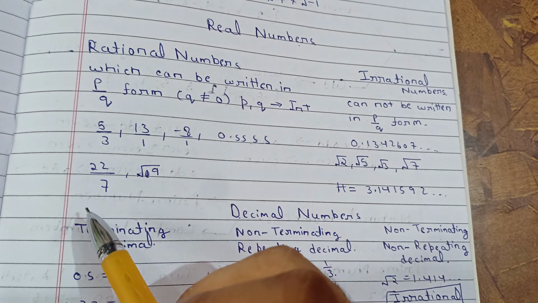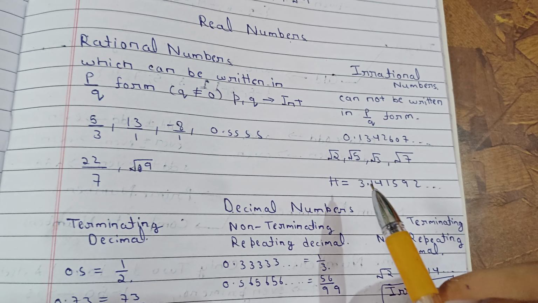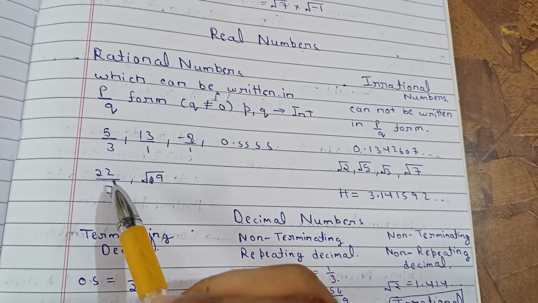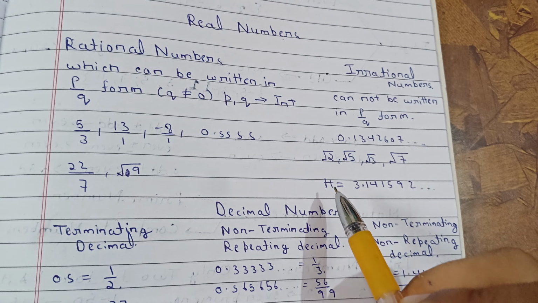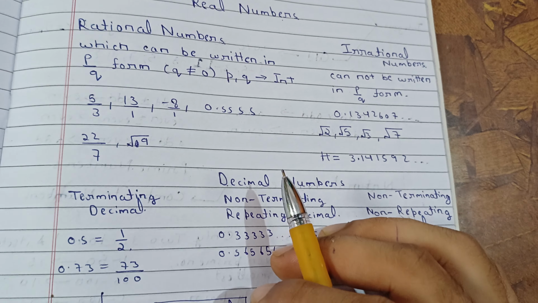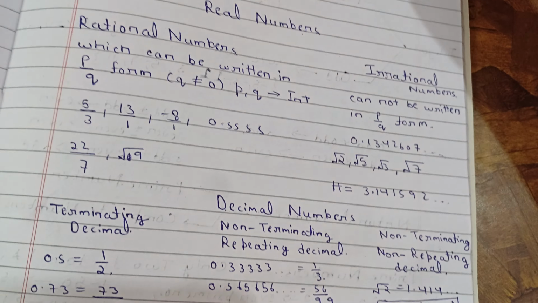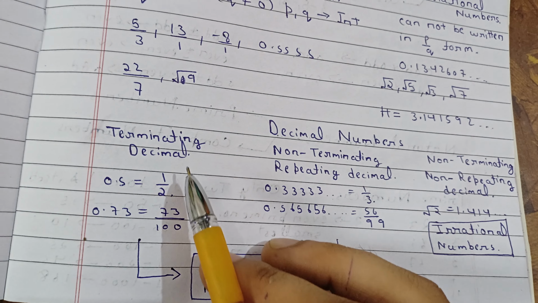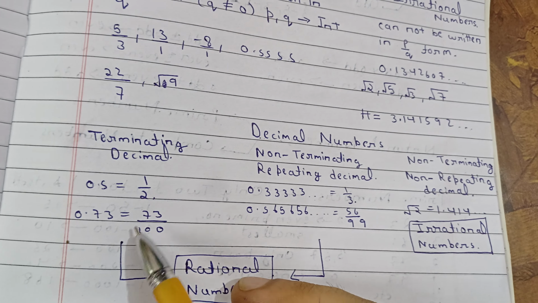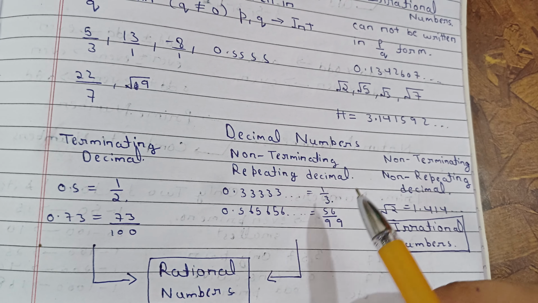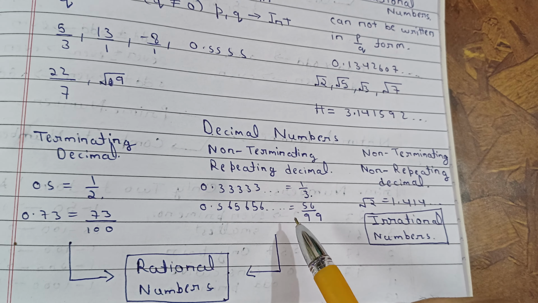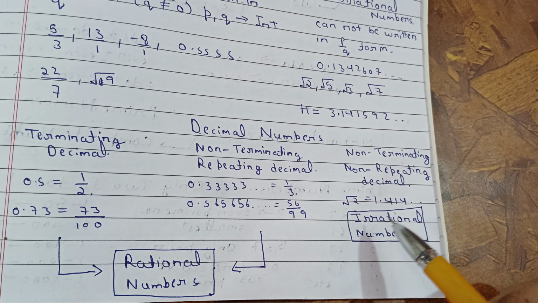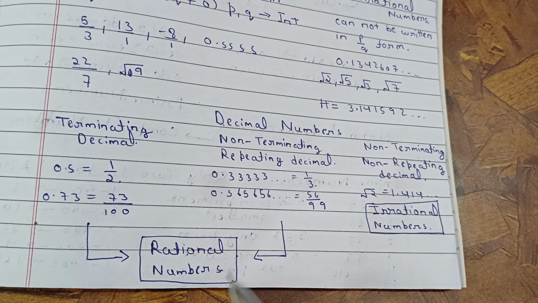We call 22 upon 7 pi, but this is just approximately equal to pi, because pi is an irrational number and 22 upon 7 is a rational number. This number will repeat after 5 points, but pi never repeats. So there is a difference, only one. Now see decimal numbers. We have terminating decimals like this, non-terminating repeating decimals like this, and non-terminating non-repeating decimals like this. So these are the irrational numbers, and these both contain the rational numbers.